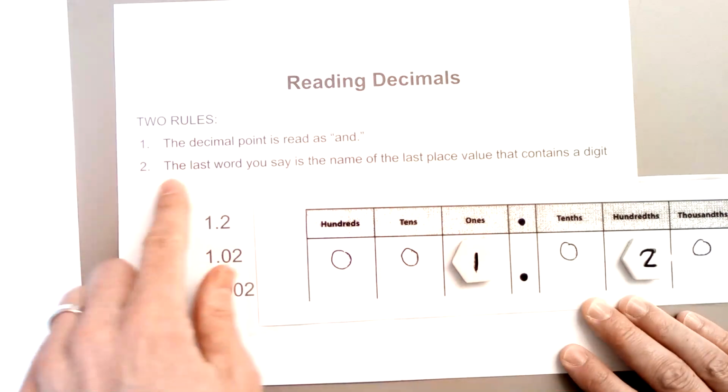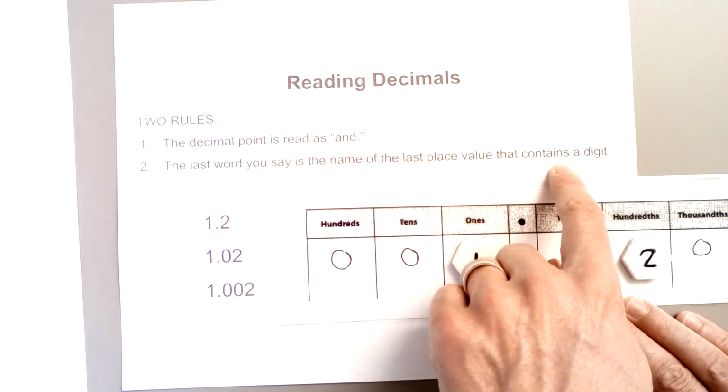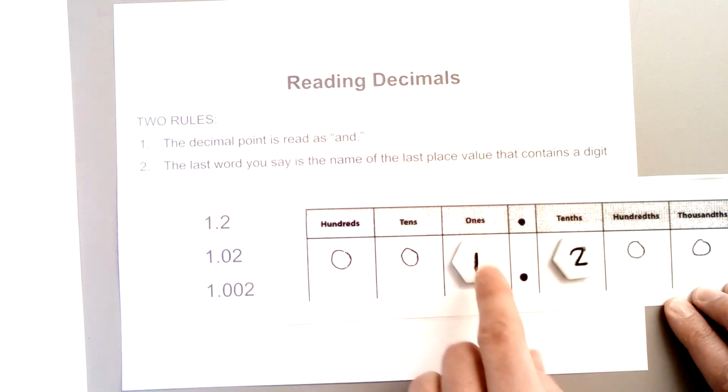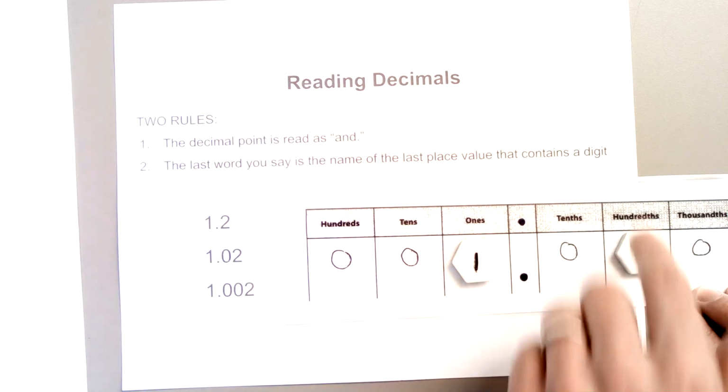See, the second rule says that the last word you say is the name of the last place value that contains a digit. So when the 2 is there, it's 1 and 2 tenths. When the 2 is here, it's 1 and 2 hundredths.